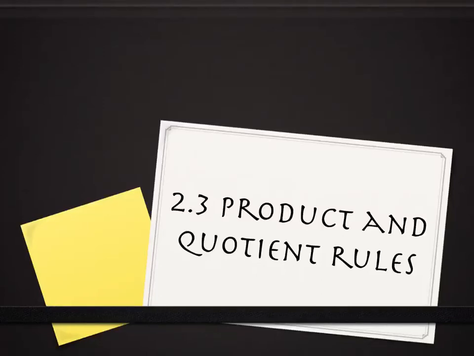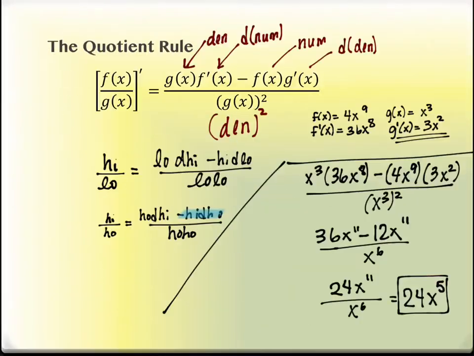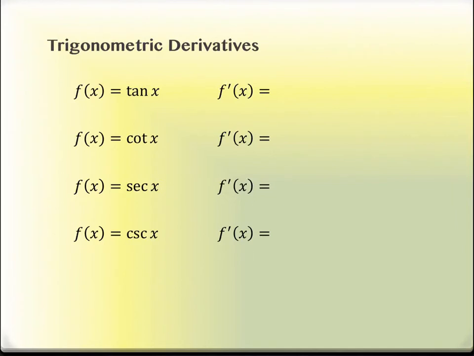So we started section 2.3 last time. The title is simply Product and Quotient Rules, which we've talked about both of those things, but there is another component of this section that we haven't talked about, and that is trig rules. So we've encountered a couple of trig derivatives already back in section 2.2. The derivative of sine was cosine, and the derivative of cosine was negative sine. These are the other four.